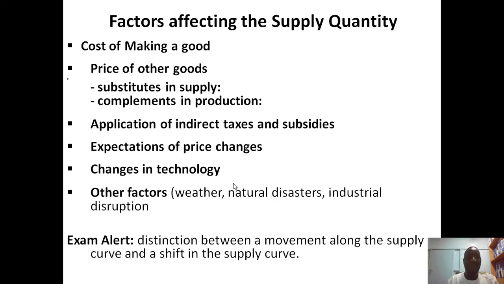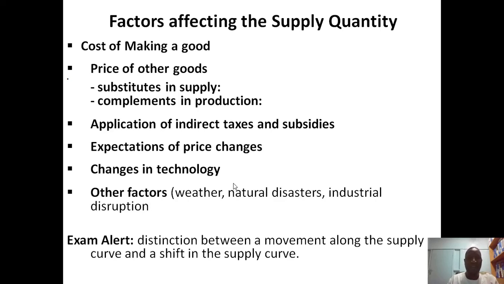The other thing that affects supply includes government policies on taxes and subsidies. If taxes go up, that increases the cost of production and supply will fall. What is a subsidy? Subsidy is where government tries to pay part of the cost of production to make it easy for producers to produce. So if government applies subsidy on certain products, we expect that the supply for those products will go up.